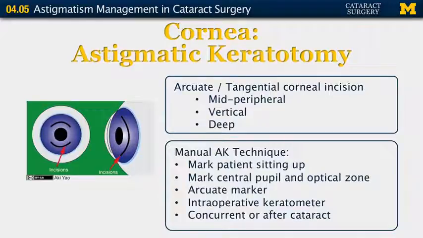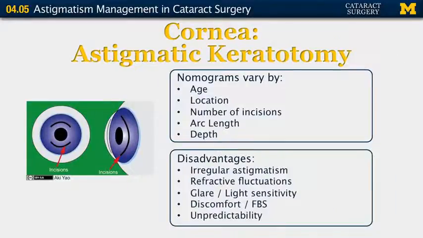You mark both the central pupil and the optical zone with a specialized AK marker. And then you can use an intraoperative keratometer to help adjust as you go. This procedure can be performed either concurrently with surgery or after the cataract surgery. Astigmatic keratotomy is usually guided by a nomogram. The nomogram will vary on a number of different variables.